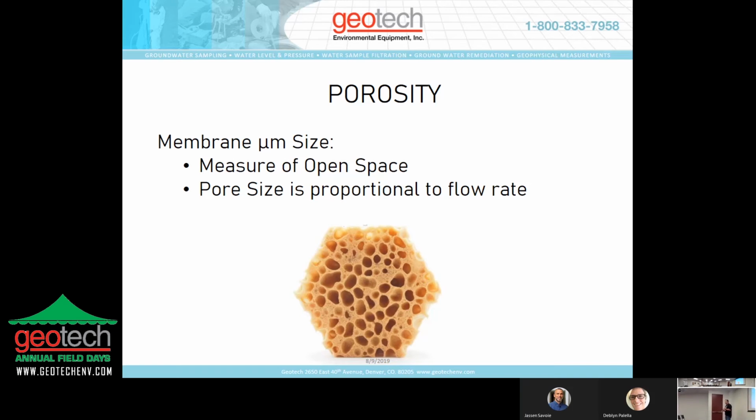We get that question all the time though. What's the maximum flow rate I can get through your filter? Well, if you're doing trace metals analysis, I don't think flow rate's really all that important. Right? You're probably using it incorrectly, or you're using it for a different application that they're not really designed to be used for.